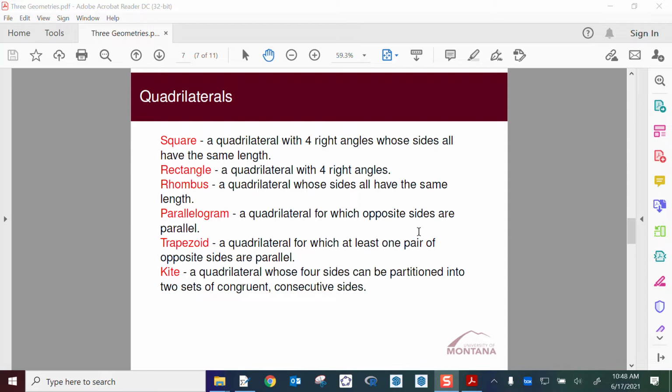So the square is a quadrilateral with four right angles whose sides all have the same length. So four right angles, four congruent sides.